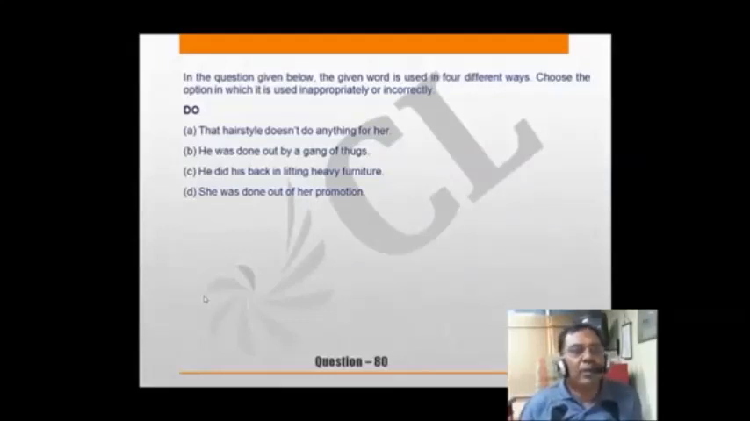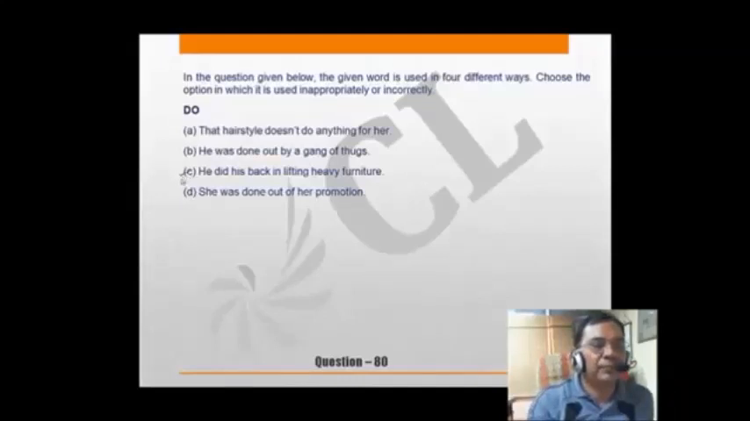That head doesn't do anything for her. He was done out by a gang of thugs. Done out. He is back in this, correct. Done in, done out is wrong. He was done by a gang of thugs, done out. Done out, this sentence gave me clarity. Done out of a promotion. Out means that you are out. But here he was done in. Something like that, but it cannot be done out. Out is here, so therefore B becomes the answer. Out is when you are removed, and he was done by thugs, that means in.